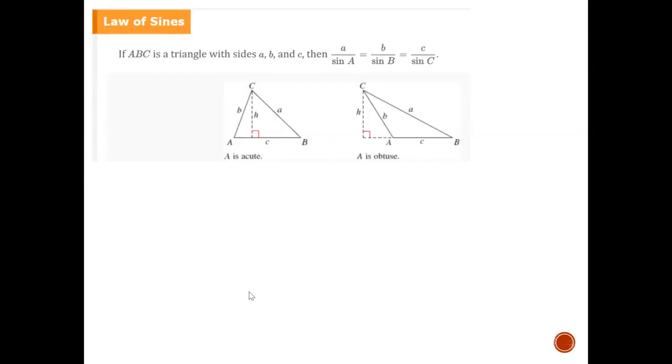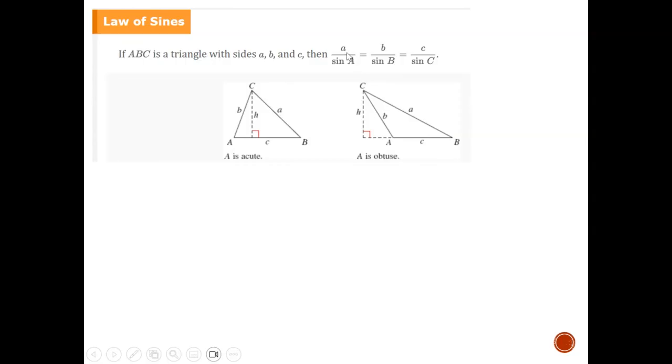Now these are the rules for the formula for law of sines. If they give you two triangles, this is an acute triangle because angle A is less than 90 degrees. And on the right side, A is obtuse because A is more than 90 degrees. This is important, guys, because there can be one triangle, two triangles, or no solution.